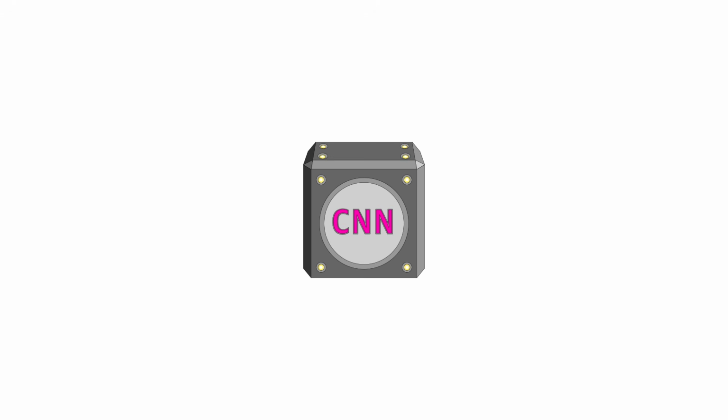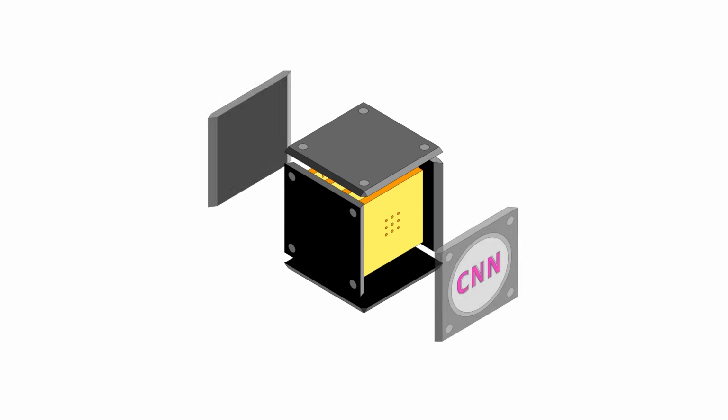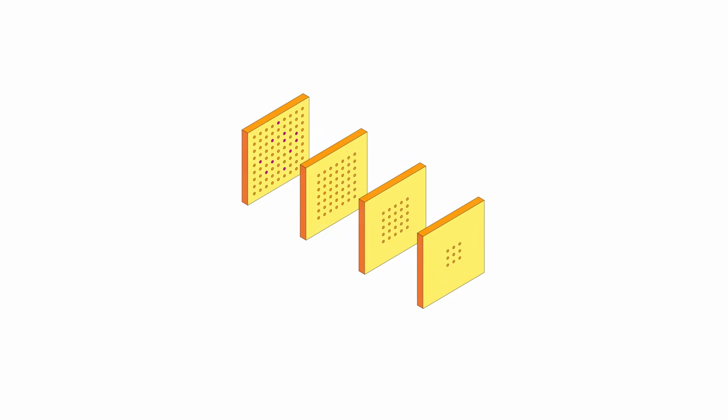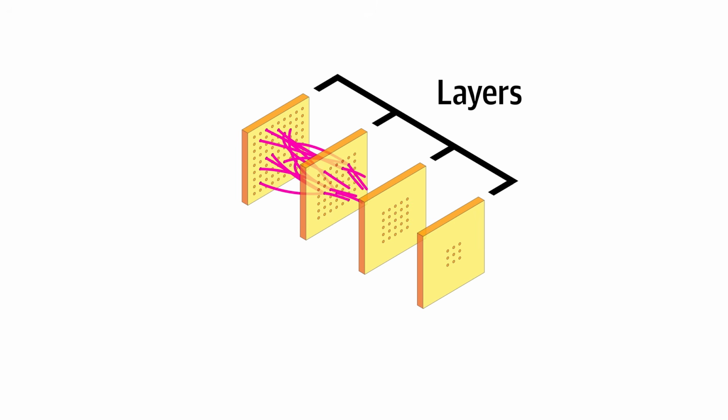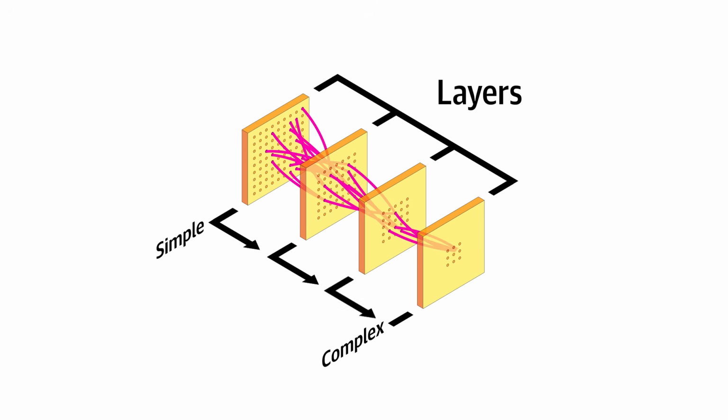So let's open the deep learning black box to understand how this works. First, a CNN is not one process. It's actually a complex network of interconnected processes organized in layers. With each layer, the CNN can detect higher-level, more abstract features. When the CNN is identifying those features, it uses something called a filter.